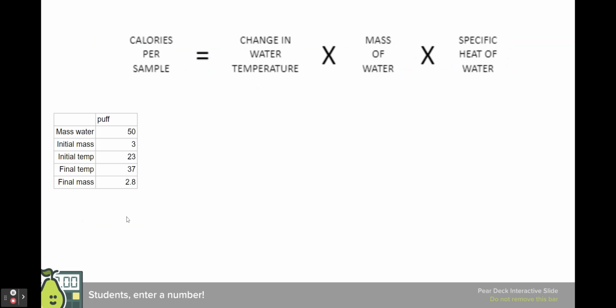So here's the corn puff. And if we're going to use this, I have to find the change in water temperature. So 37 minus 23 is 14 degrees. So I have my change in temperature. Water temperature is 14 degrees. The mass of water is 50. My specific heat of water is 1.